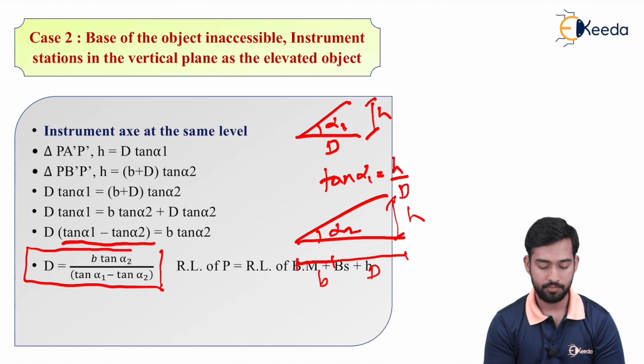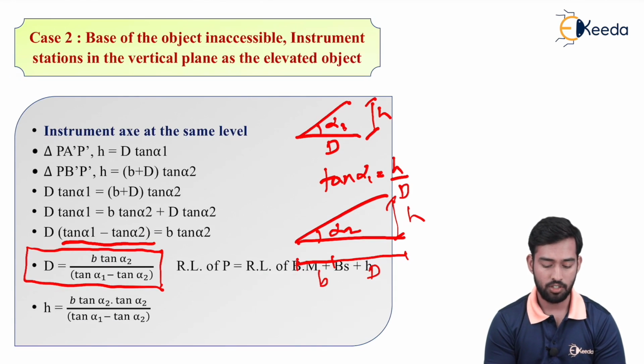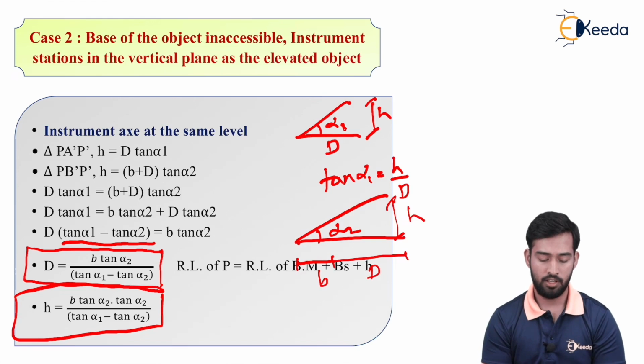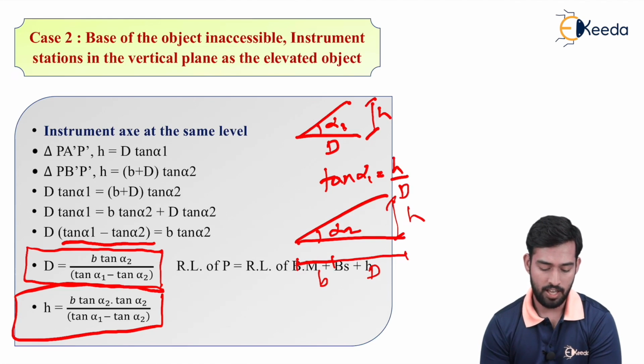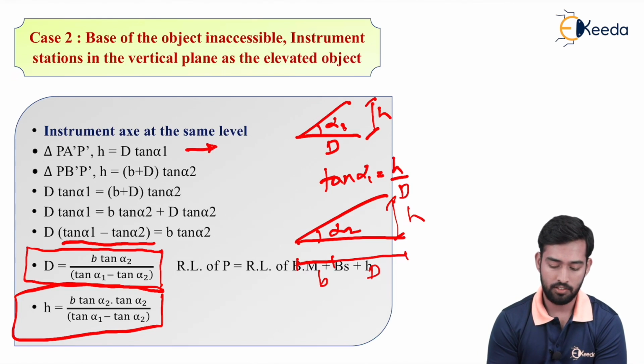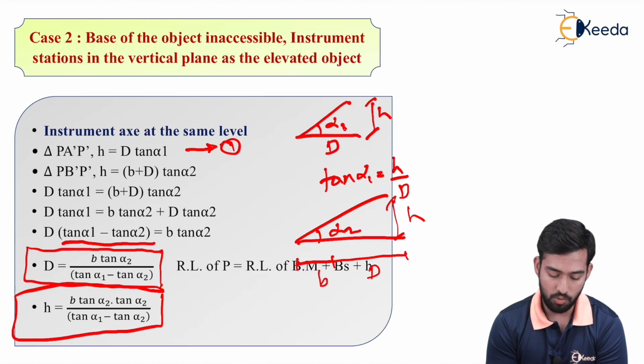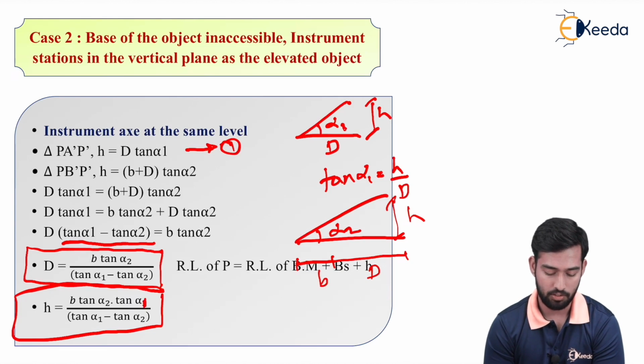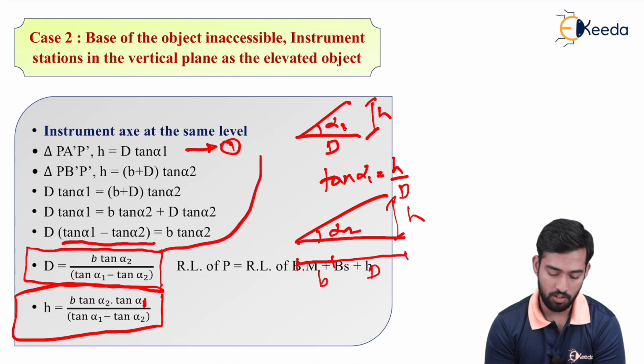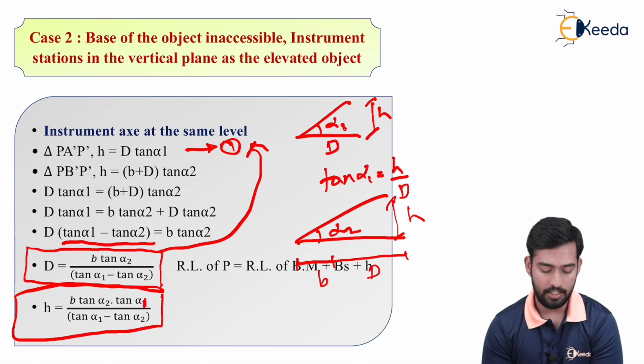After knowing D, the next step is to calculate H. The formula of H will be obtained by putting this value in your previous equation. H is equal to D tan alpha 1. So H will be b tan alpha 2 into tan alpha 1 upon tan alpha 1 minus tan alpha 2. Thus we have to put this value in equation 1, where the formula is D into tan alpha 1. So just put this value in equation 1 over here. So we get D as well as H.